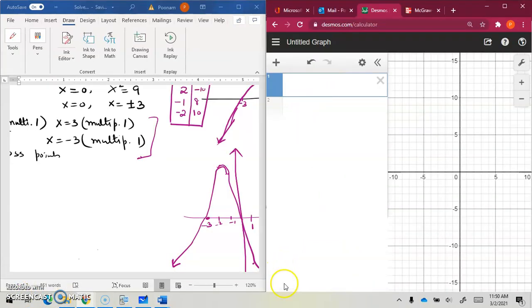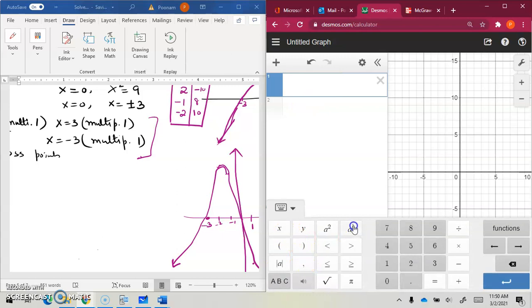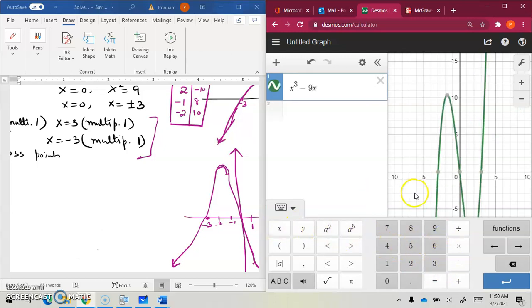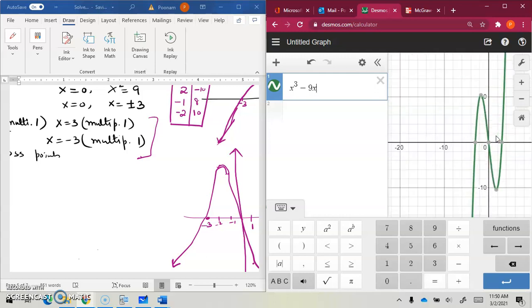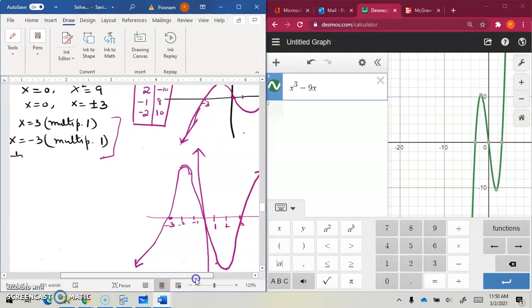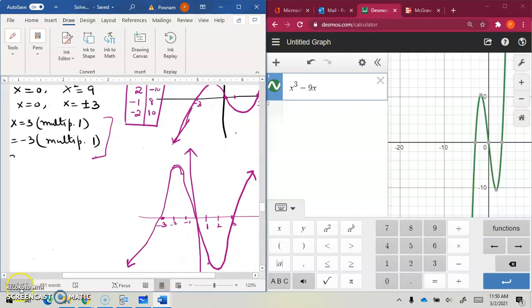So let's plot it with decimals. X cubed minus 9x. See, it's passing through negative 3, 0 and 3 here, low and the high, right? So that is the rough shape. So we got almost the shape. We can always use more points to get accurate values.